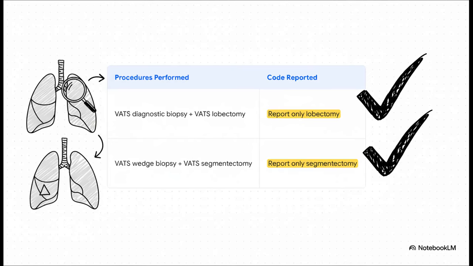You don't get to list out all the smaller steps that led up to the big one. This chart lays it out perfectly. Look at that first example. A lobectomy is removing a whole lobe of the lung. That's a huge deal compared to a tiny biopsy. So you only code the lobectomy. Same logic for the next one. A segmentectomy is way more involved than a little wedge biopsy. You always code the most extensive procedure for that location.